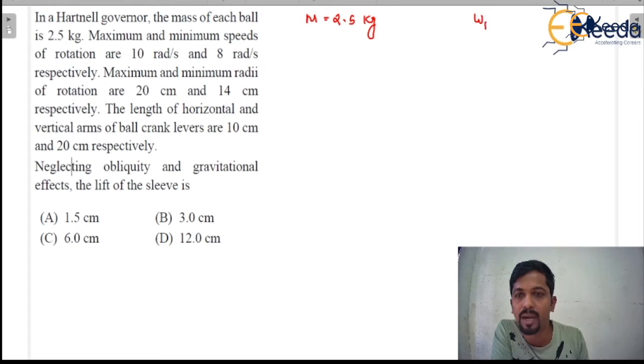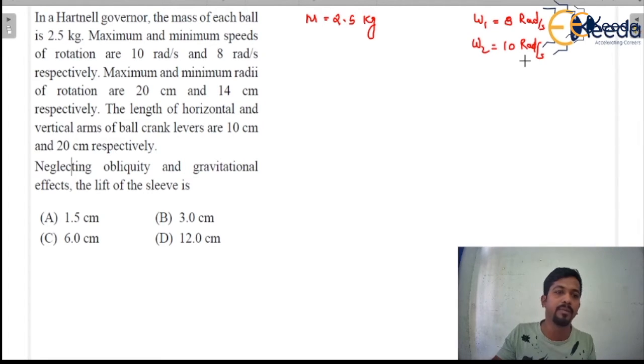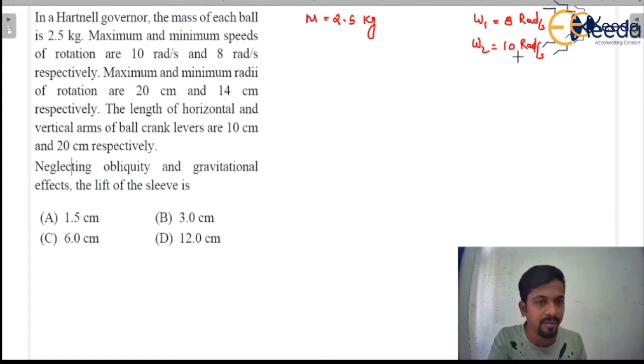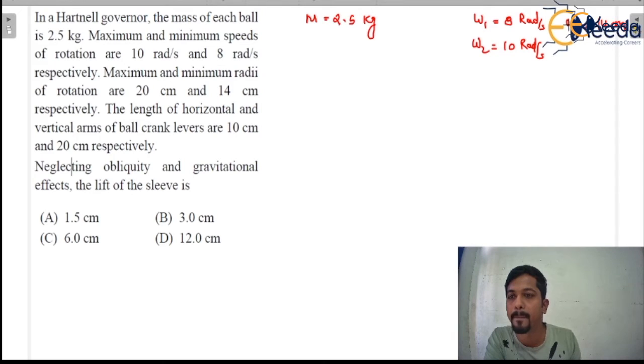So I am assuming that omega 1 is equal to 8 radian per second, and the minimum and maximum radius of rotation are 20 centimeter and 40 centimeter respectively. So that means R1 is equal to 14 centimeter. You must be careful about the units. Since here radius is given in centimeter, we could convert it into meter, but in the options there is an answer which is also in centimeter, so we will not convert it into meter.